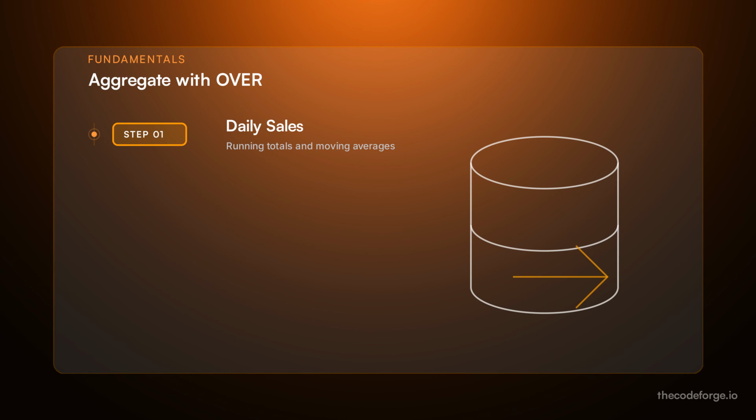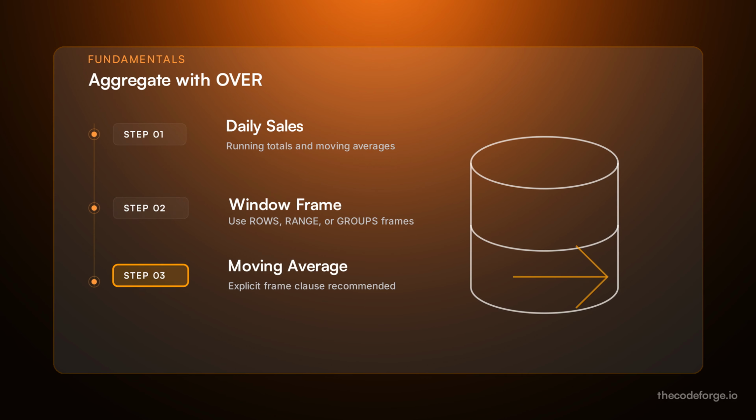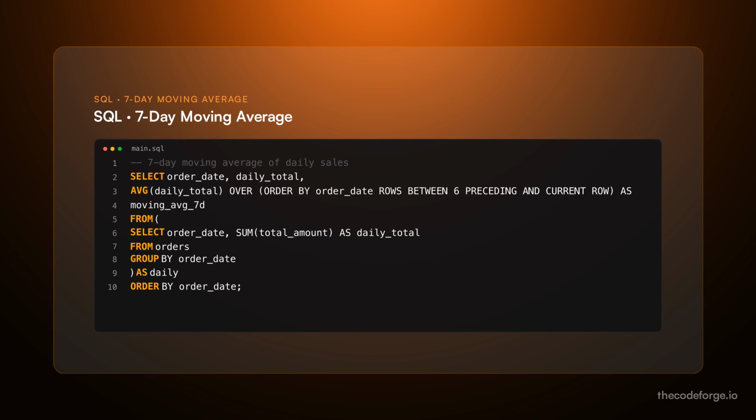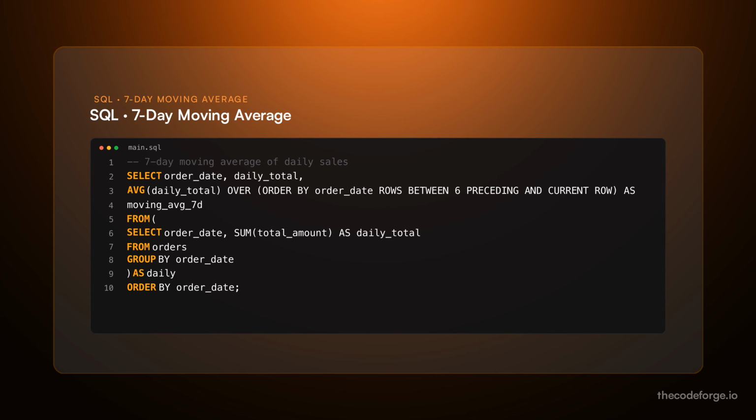Aggregate functions like sum and AVG can be used with over to compute running totals, such as daily sales and moving averages. The frame clause defines which rows to include. For large datasets, consider warehouse memory. This query computes a 7-day moving average of daily sales. The inner subquery aggregates sales by day, and the outer query applies the window function with a frame of 6 preceding rows and the current row.